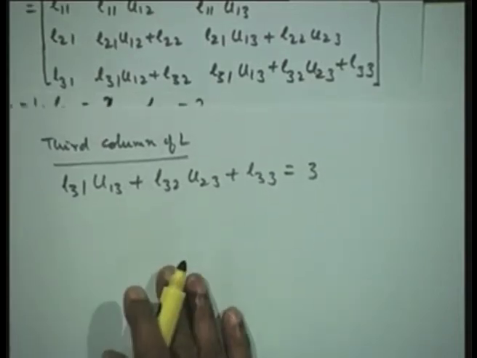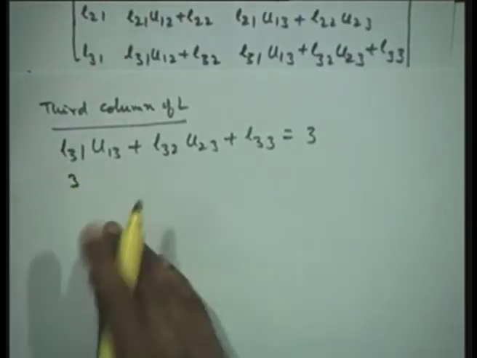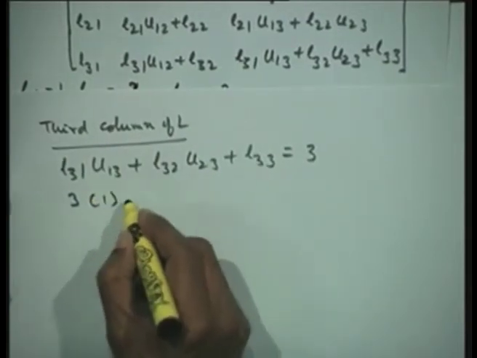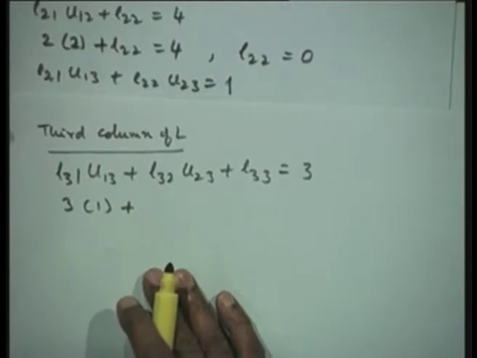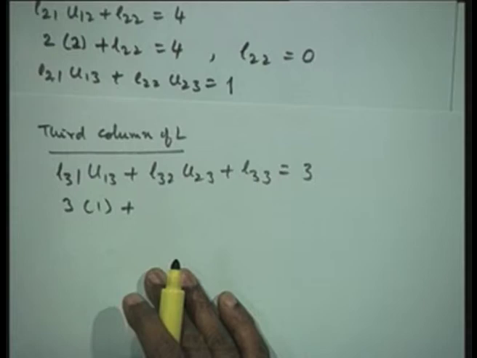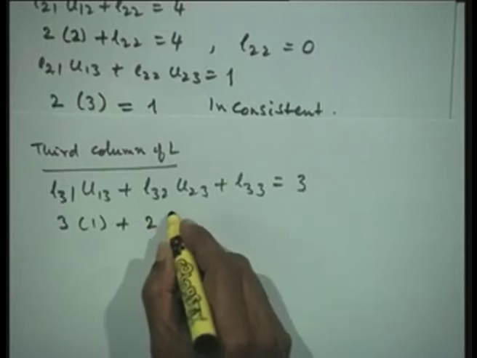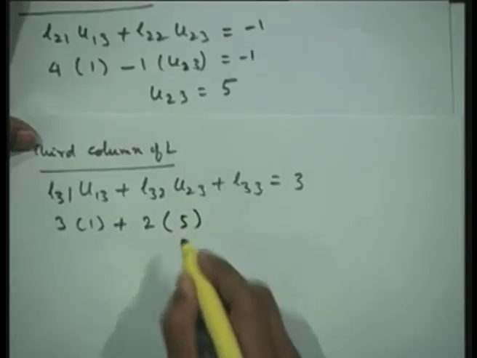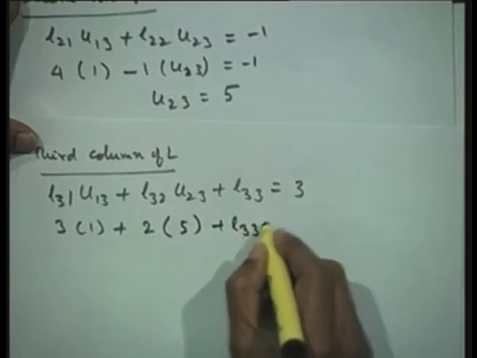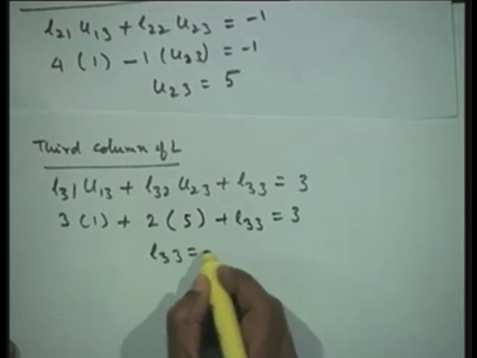So, let us substitute the values of these elements that we have over here. This is L31 is 3, U13 is 1. Now, we have L32 is equal to 2 and U23 is equal to 5, plus L33 is equal to 3. Therefore, L33 is equal to minus 10.